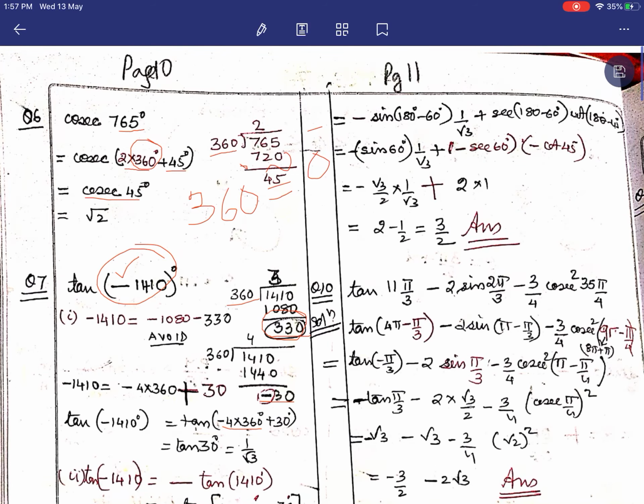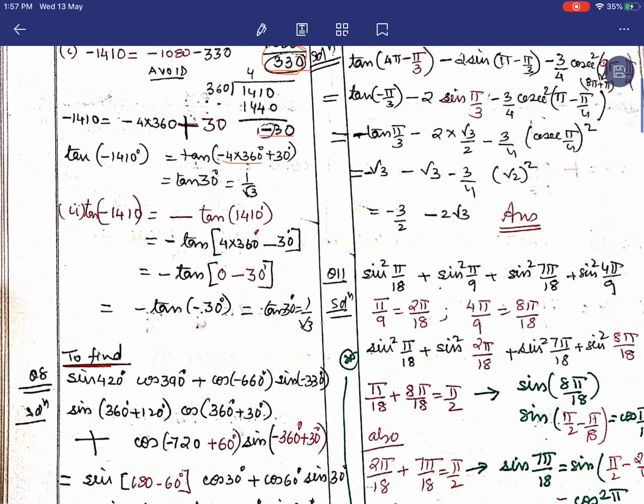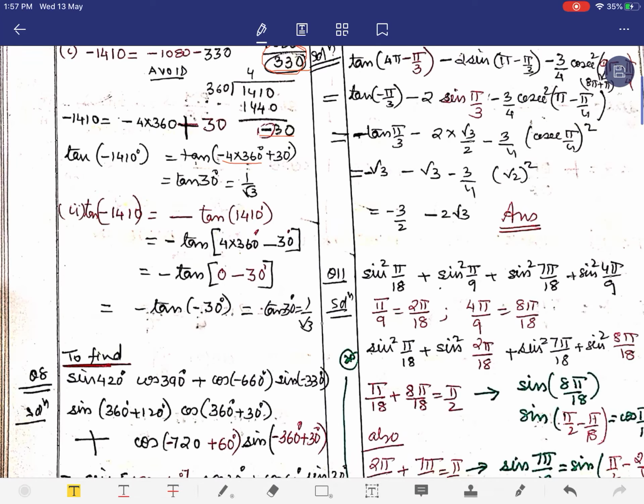So now this is an alternate way of taking up the question. Here I am taking up the negative sign along with it. So what is tan of minus theta? That is minus tan theta. Now the same thing repeats, the multiple of 360, it is 4 times 360 minus 30. 4 times 360 is 0. So this comes out to be minus 30 degree.